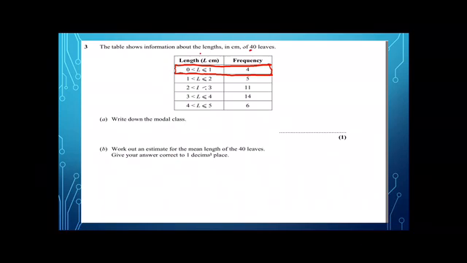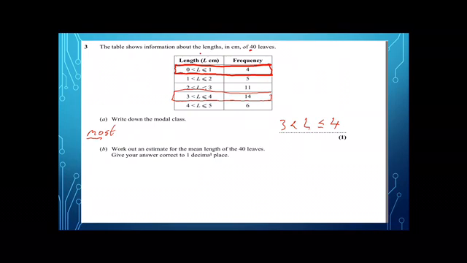Part A asks us to find the modal class. Now the modal class is the most frequently occurring group, and the most frequently occurring group is this one here, which is 14 in it. So there are 14 leaves whose length is between 3 and 4.